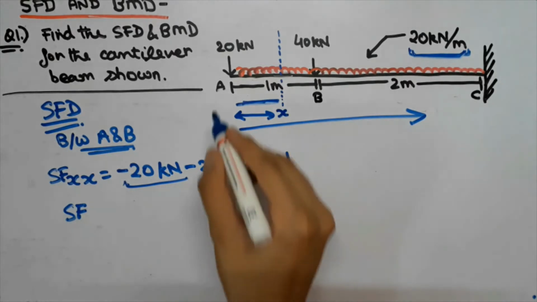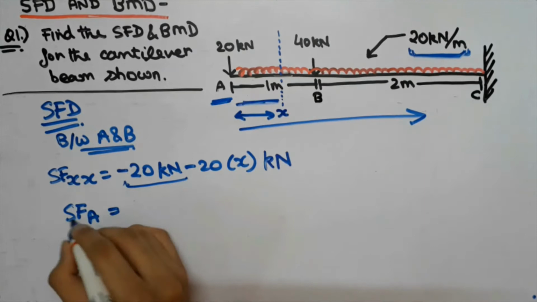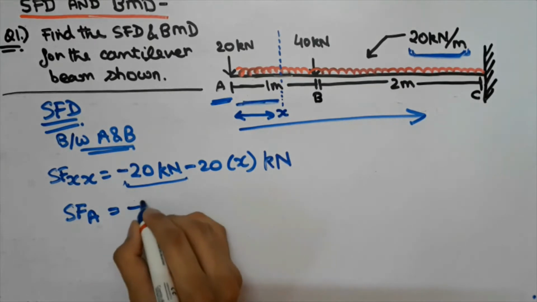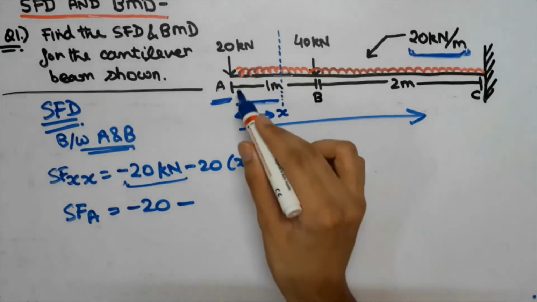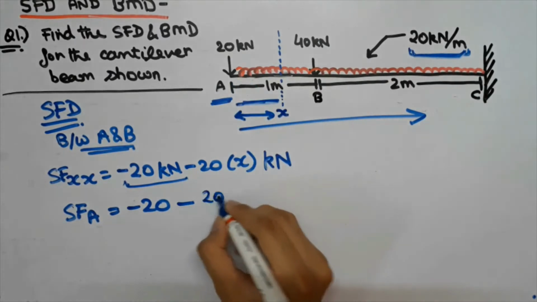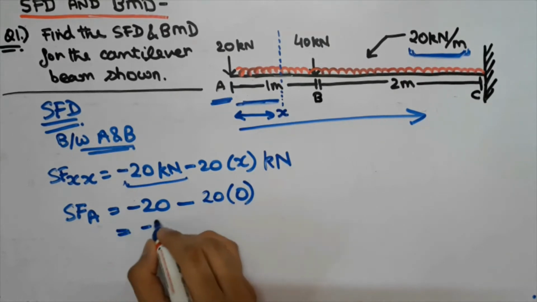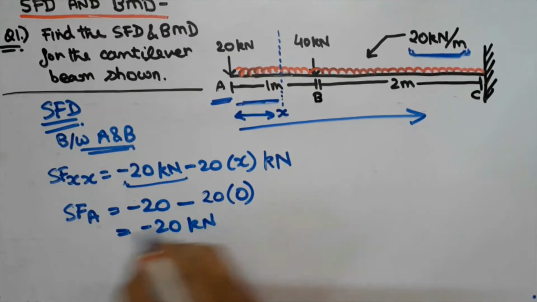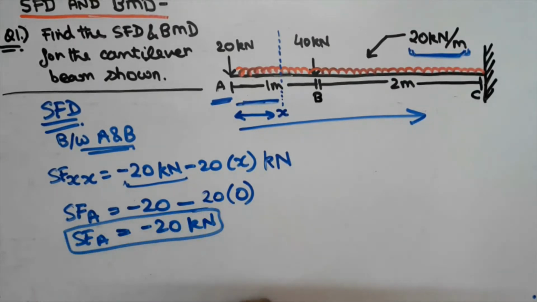That is, first of all we will consider point A. That is, we will write shear force at point A. So in the value of x we will put 0, because we know that A is the starting point of the rod, that is, we can say it is the origin. So we will replace the value of x as 0, and in that case we will get the answer as minus 20 kilonewton. This is our shear force for A.